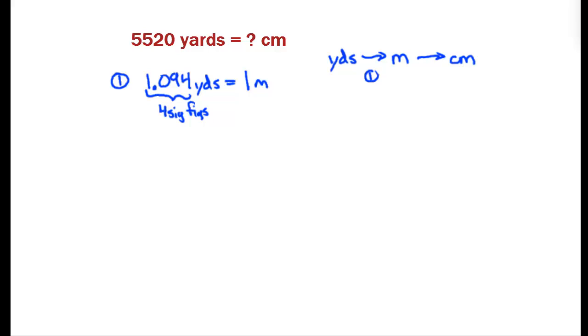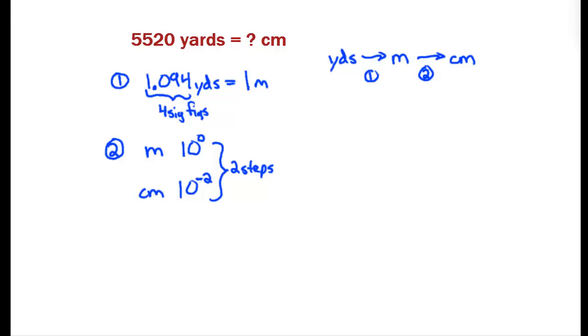Our next conversion, meters to centimeters, I have to take a look at the prefixes involved in this metric to metric conversion. Meter is the base unit. It has a power of 10 value of 10 to the 0 power. And centimeters, centi, means that I have a power of 10 value of 10 to the minus 2. The difference between these powers of 10 is 2 steps. So it takes 2 powers of 10 to go from centimeters to meters and vice versa.